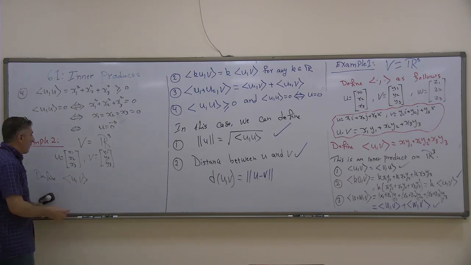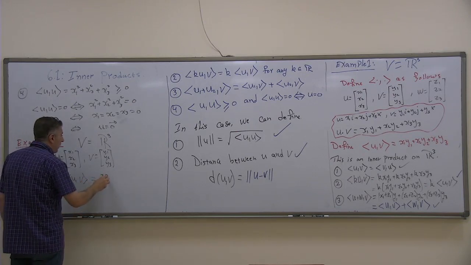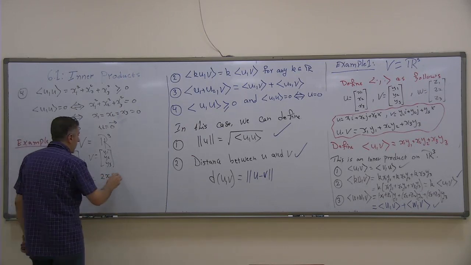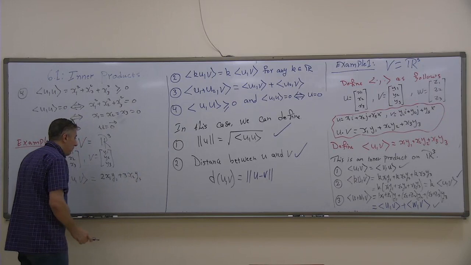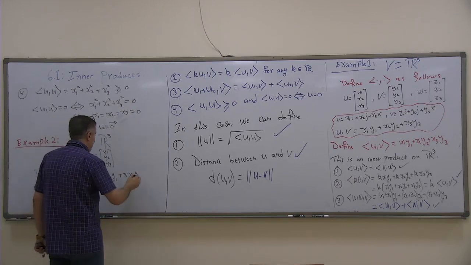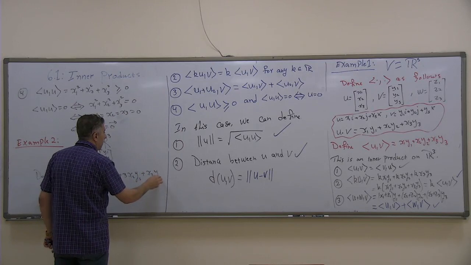So what is this? This, I'm going to make it 2x1 y1, plus 3x2 y2, plus x3 y3.